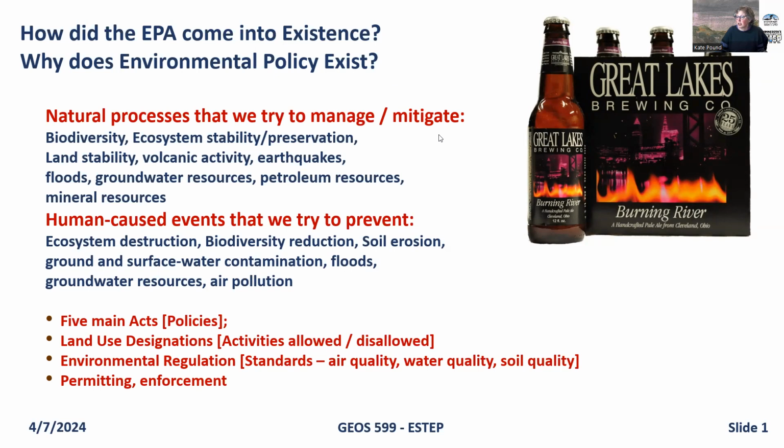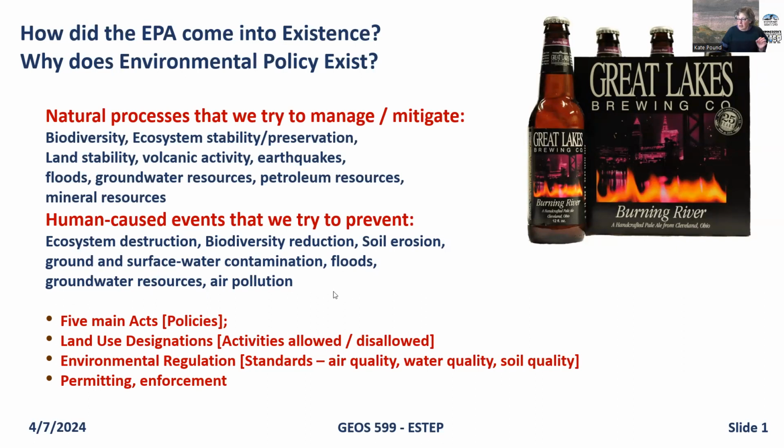There's a whole bunch of natural processes that we try to manage or mitigate, and I've listed those here. But then there are a bunch of human-caused events that it tries to prevent, that we try to manage. And those are listed in here.